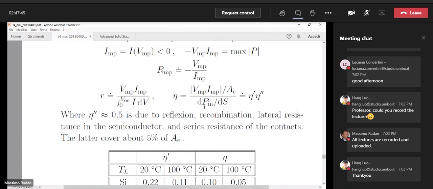Anyhow, we can calculate the efficiency of a solar cell, and it is convenient to express the efficiency as the product of two efficiencies. One is called eta prime and the other is called eta double prime, okay? Eta double prime is essentially due to aspects that are related to, for instance, the reflection of the radiation from the external surface of the cell. When there is a radiation impinging on the solar cell, part of it is reflected, so that is completely lost. Those photons are reflected, they do not enter the cell, so they do not produce any optical generation.